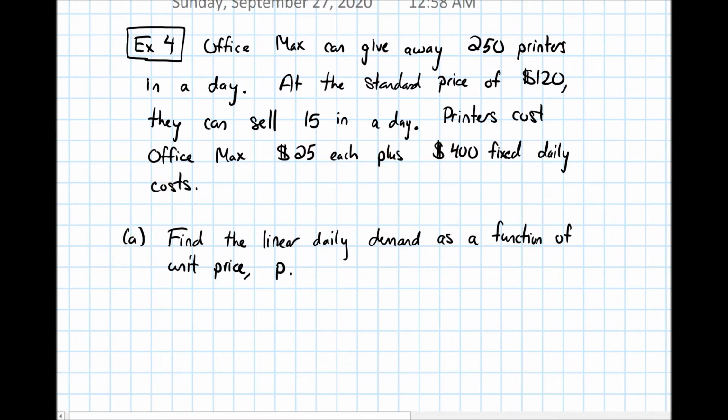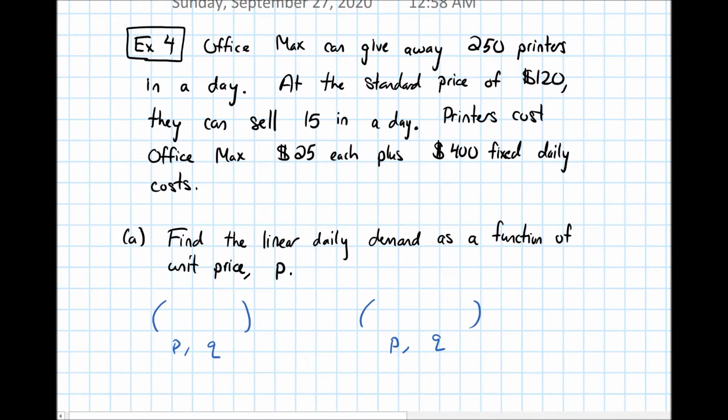In part A, we want to find the linear daily demand function as a function of unit price, P. So we want to get the demand, which is Q, and write that as a linear function of P, of price. To do this, we're going to need a couple of P comma Q's, so that we get 2 points and can write down the equation of a line.